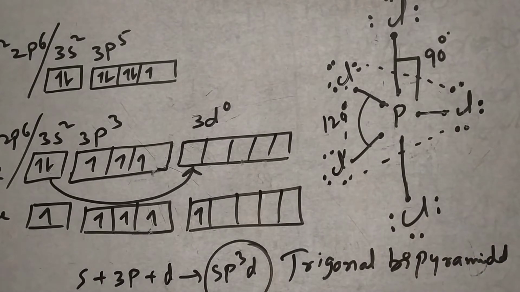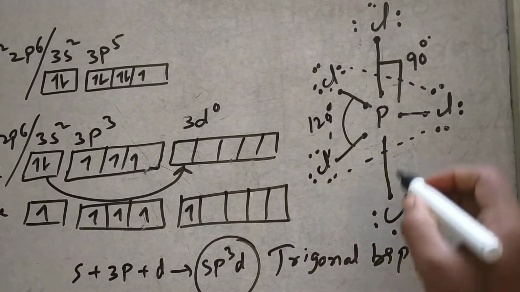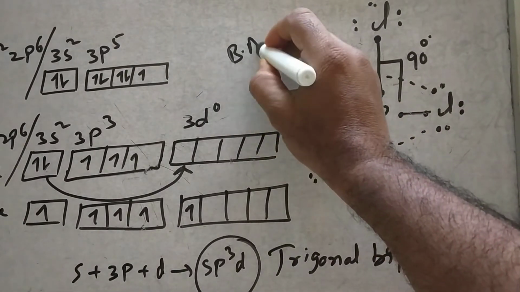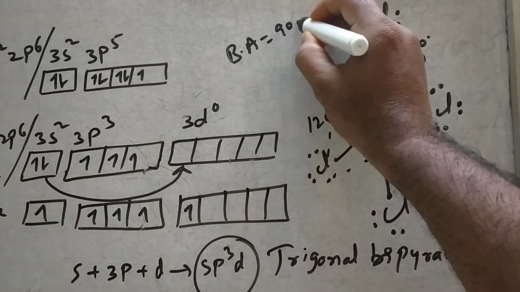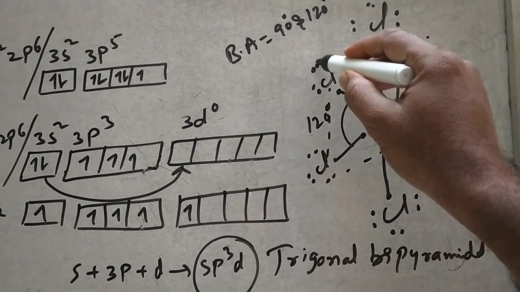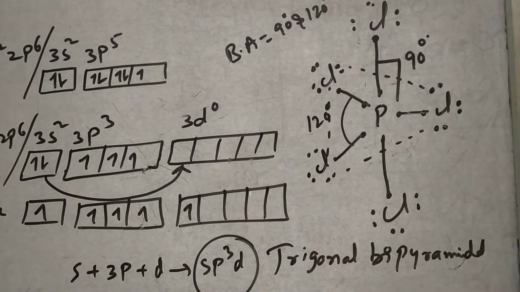So trigonal bipyramidal. Here the bond angles of the molecule are 90 as well as 120 degrees. This is the bond angle. So these 3 chlorine atoms are in one plane and two are perpendicular to this plane. We can call it sp3d hybridization.